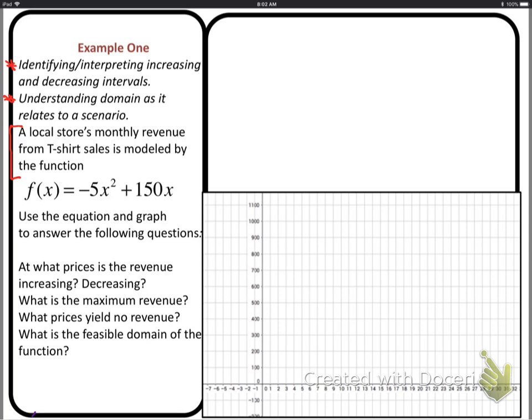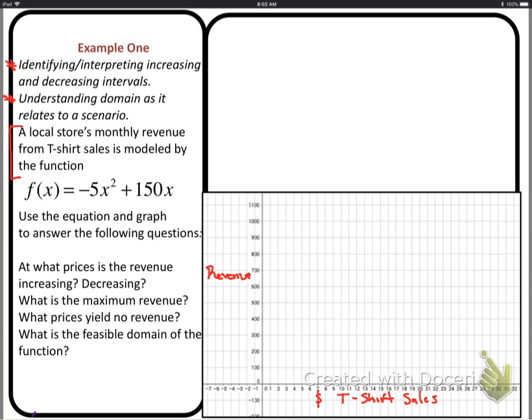Okay, so we can go ahead and start labeling our graph. We know the x-axis is going to be t-shirt sales, right? And that's the price per t-shirt sale. And then our y-axis is going to be revenue, and that'll be mentioned a little bit later. So revenue, the amount of sales we have. So we're given our quadratic here.